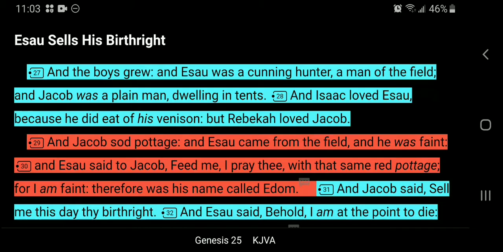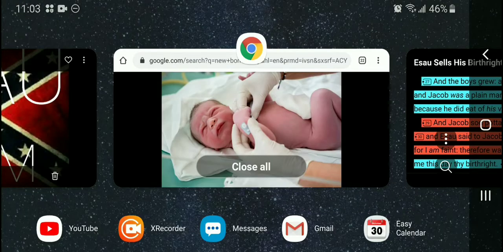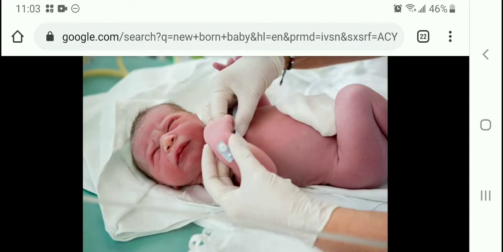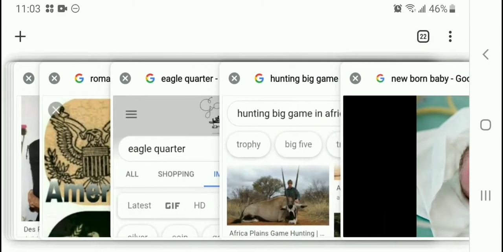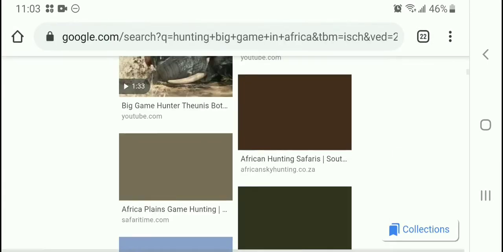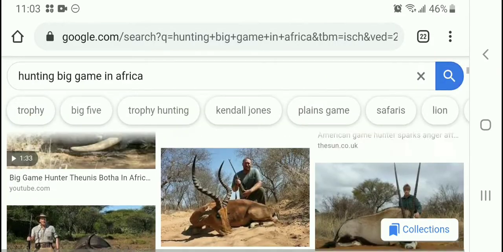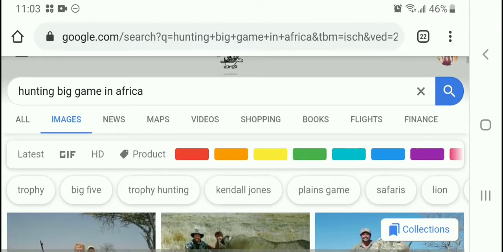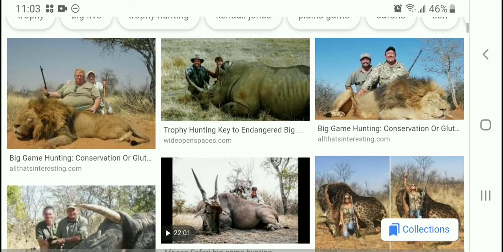Now at the beginning of 27 it says, and the boys grew, and Esau was a cunning hunter, a man of the field. These are subtle clues to pinpoint you to this man right here. He was a cunning hunter. Now this is what Esau loves to do. He loves to kill for fun.